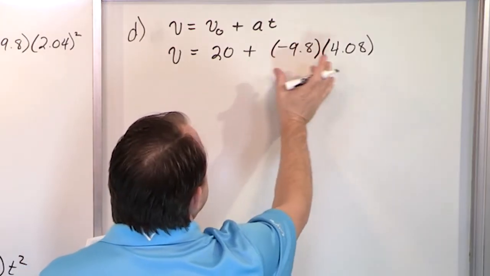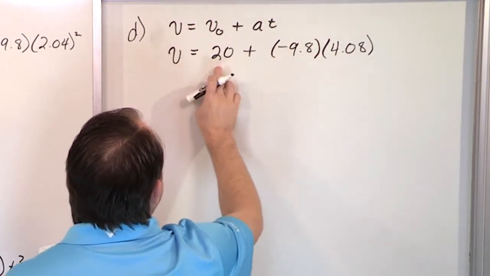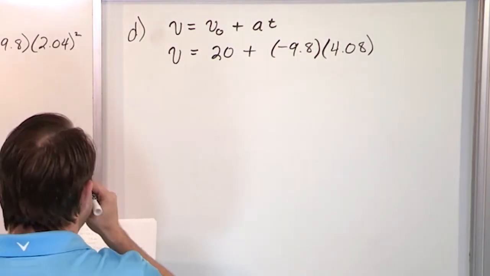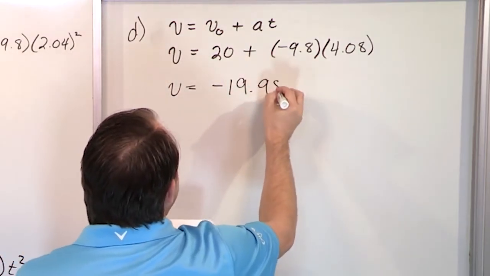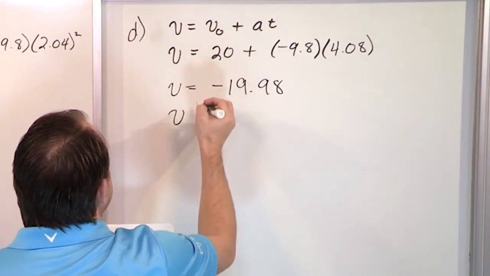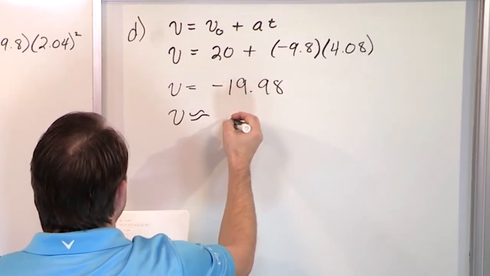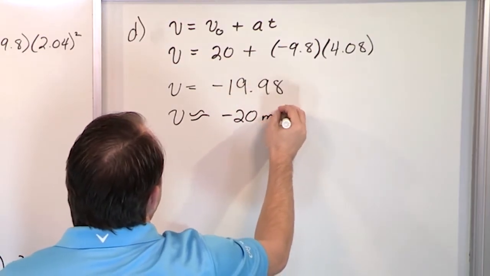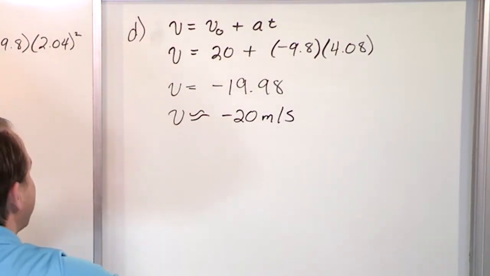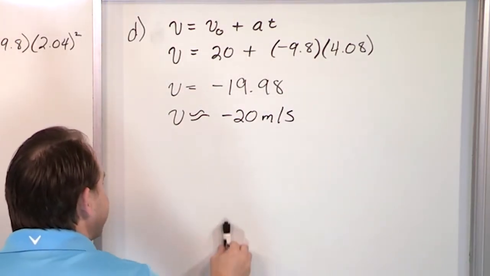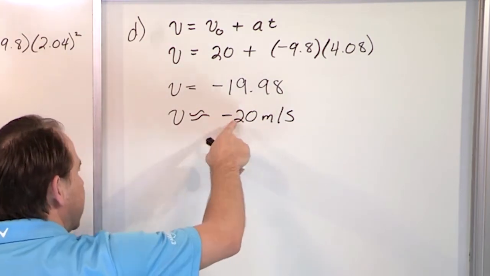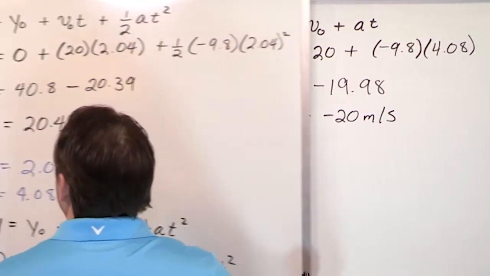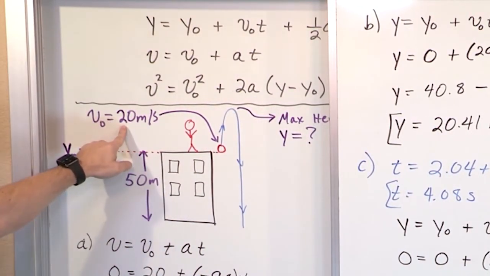So when you take 20, you multiply these together, of course you have a negative sign, you end up subtracting those. What you're going to get is a velocity of negative 19.98, and of course when you round that, it's going to basically equal negative 20 meters per second. Why am I rounding it up? Because what we've basically figured out is that after the thing gets back down to where it started, it's going down, that's why there's a negative sign, at 20 meters a second, which exactly matches our initial velocity pointed up.